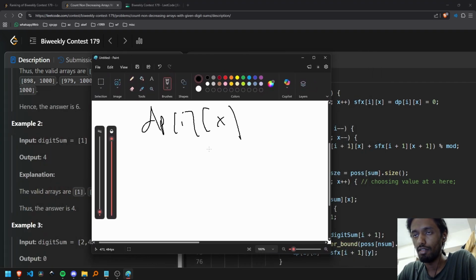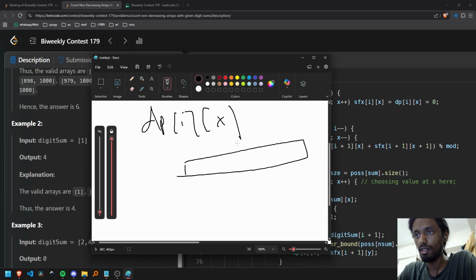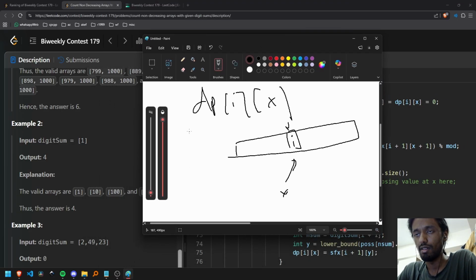Yeah, let dp[i][x] be the number of arrays starting from the suffix i, such that we are placing the xth element. Assume we have some digit sum, let's say 4. So different values are possible here, right? We'll have 4, then 13, then 22, then 31, and so on. So here x0 means 4, x1 means 13, x2 means 22, and so on.